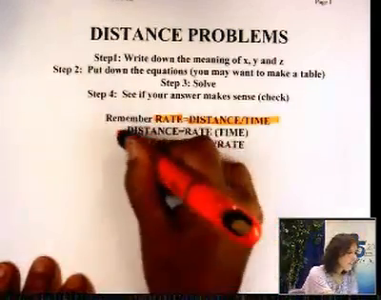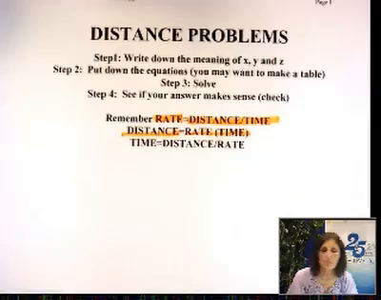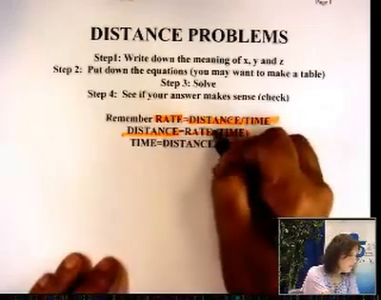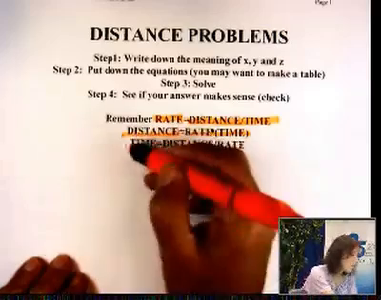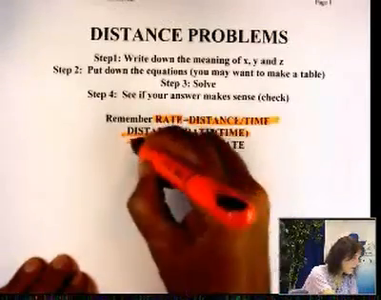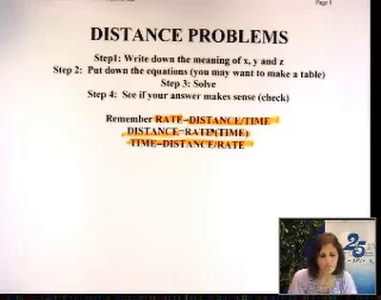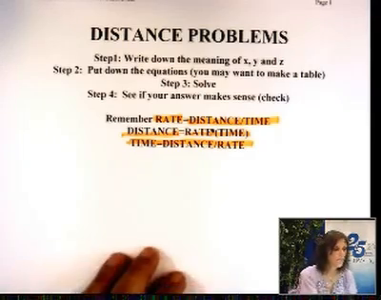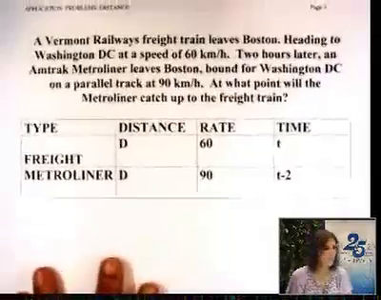If you work this out, distance is going to be rate times time. This means times. Or if you want to write everything in time, time is distance over rate. So as long as you remember that, you're going to be okay. So let's look at a couple of problems.